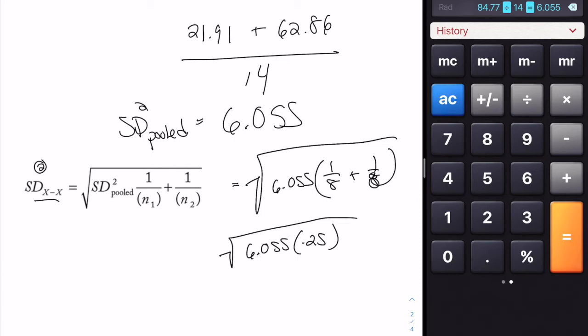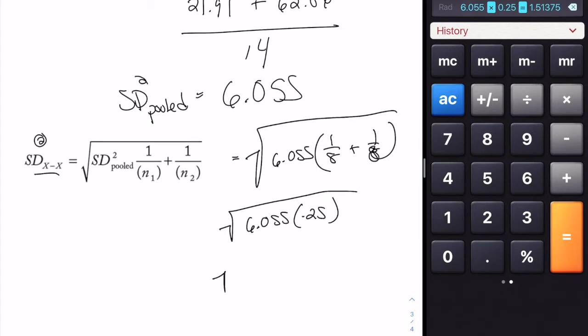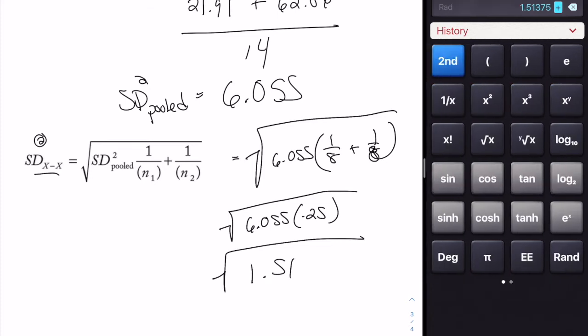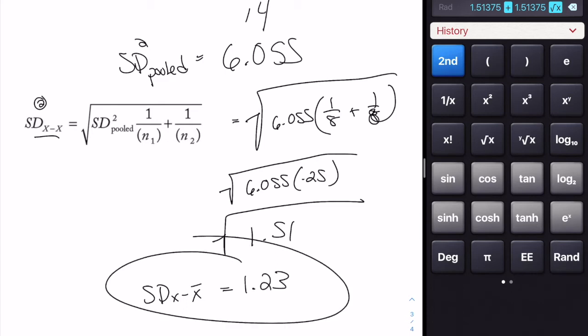So let's do 6.055 times 0.25 equals 1.51. We have to take the square root of that. And that gives us a value for SD of X minus X equaling 1.23. Just like that.